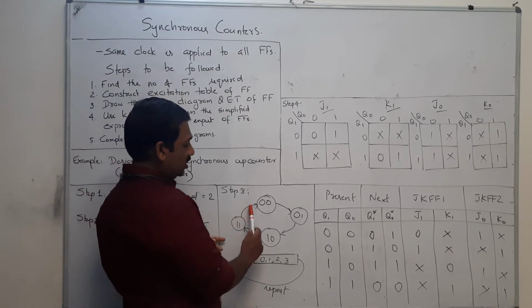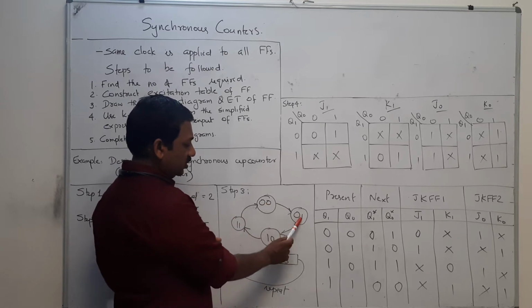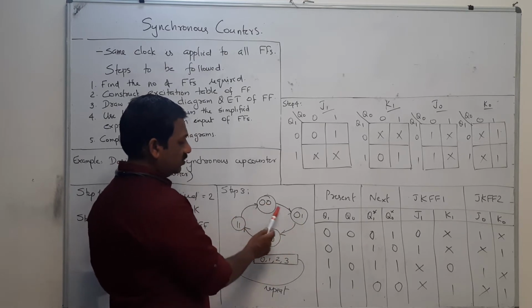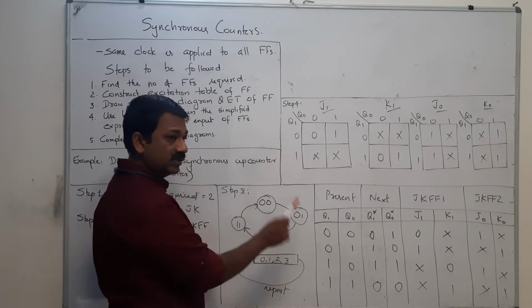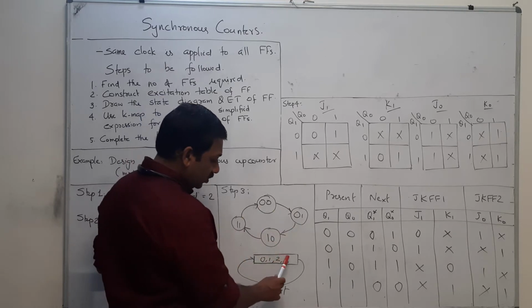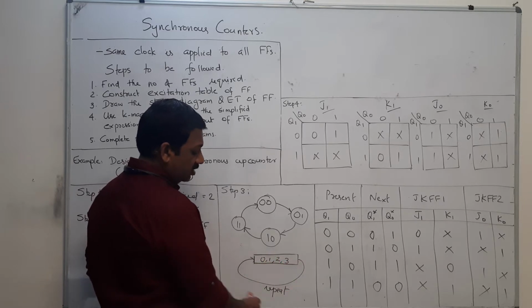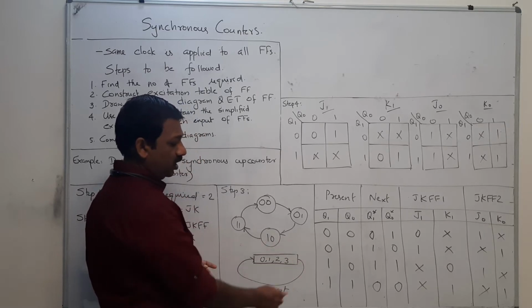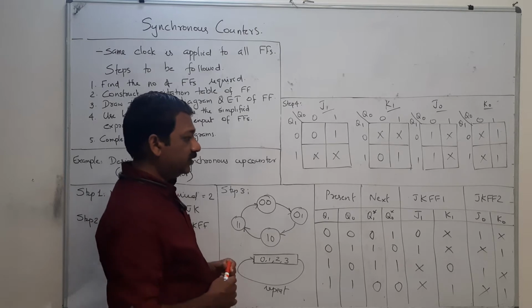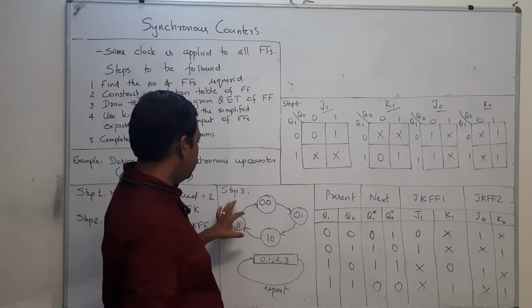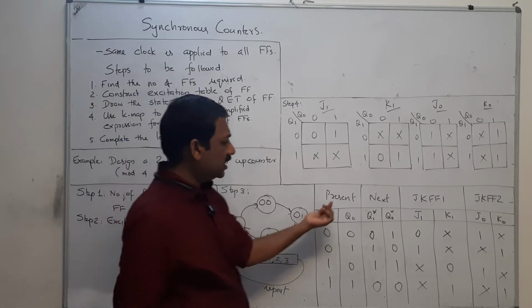This is the state diagram: 00, 01, 10, 11, 00, 01, 10, 11, like that. Or 0, 1, 2, 3, then it comes back to 0, 1, 2, 3, and this has to be repeated. Okay. So now that is about the state diagram, and this is the excitation table.